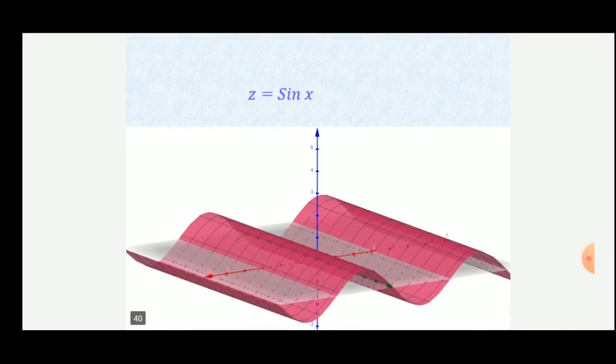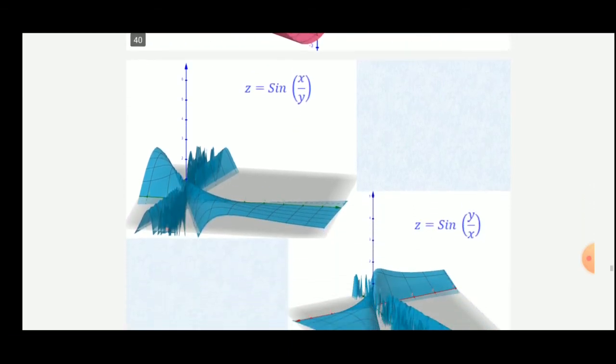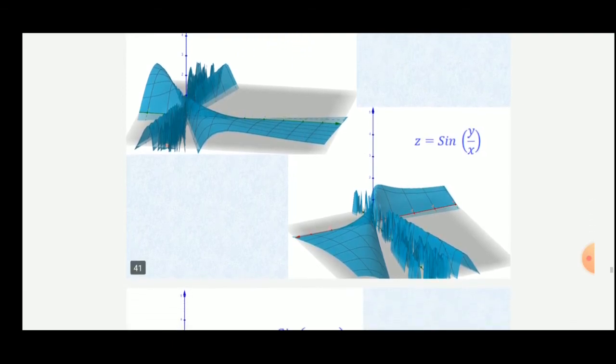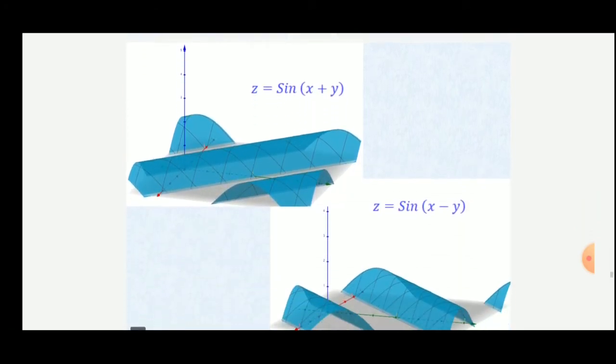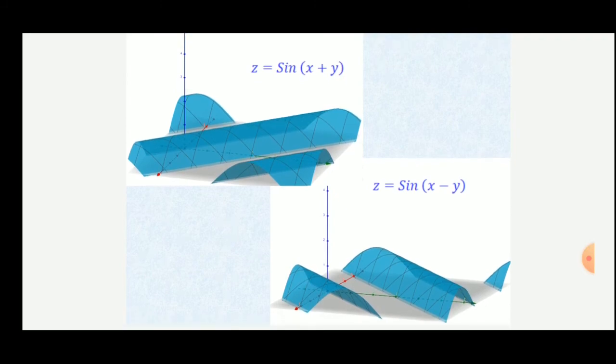So the next one is the surface for z equal to sin x. It is a defined function for all points in R2. The next graph is z equal to sin x by y and sin y by x. See the graph. The next one, sin of x plus y and sin of y minus x. Okay, so some part of the graph goes below the xy plane, so that's why it is not showing there.